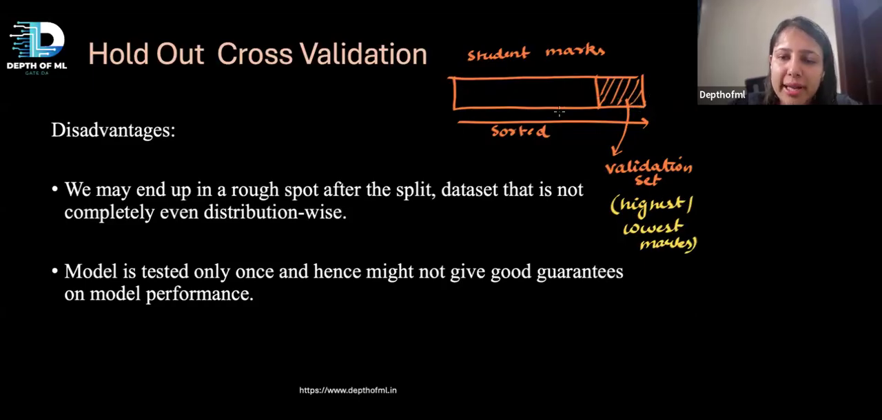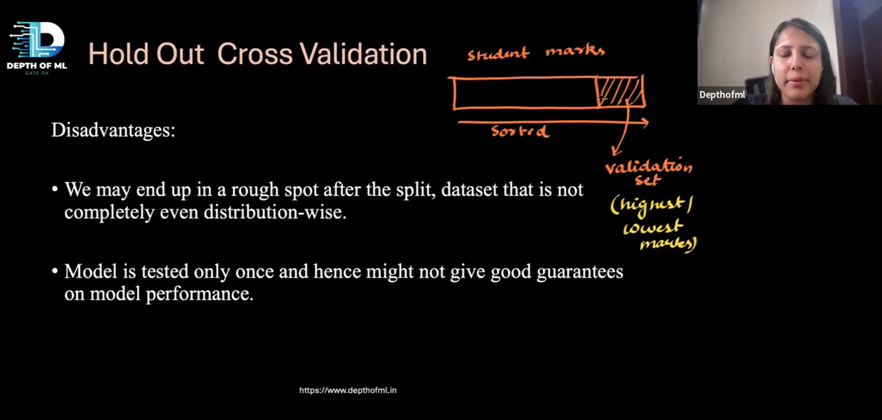So if you are going to train on students who have less than 90 marks, and you are going to validate on the students who have more than 90 marks, then this is not the best estimate of your model. You should ideally distribute your data evenly, so that whatever distribution of marks you have in your training set is maintained in both, right?